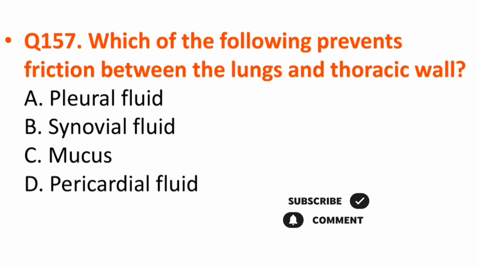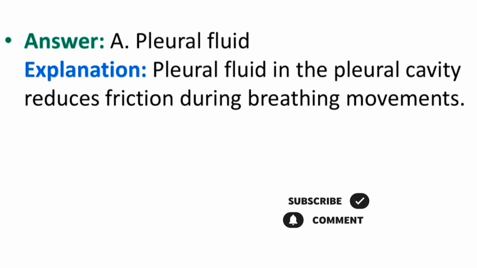Which of the following prevents friction between the lungs and thoracic wall? Option A, pleural fluid. Option B, synovial fluid. Option C, mucus. Option D, pericardial fluid. The correct answer is option A, pleural fluid. Pleural fluid in the pleural cavity reduces friction during breathing movements.